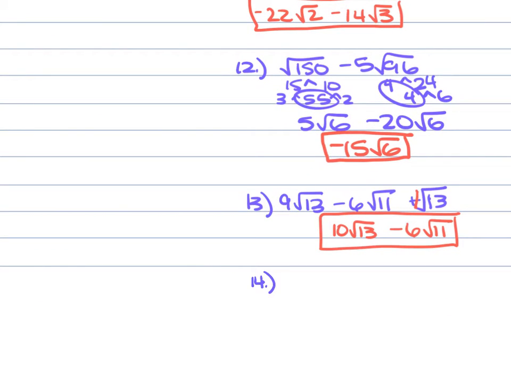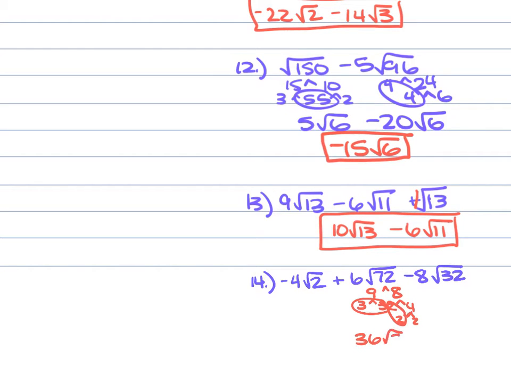For 14, we have negative 4 square root 2 plus 6 square root 72 minus 8 square root 32. The 72 is 9 and 8. 9 is 3 and 3. 8 is 2 and 4. 4 is 2 and 2. So that's 6 times 6 is 36 square root 2.